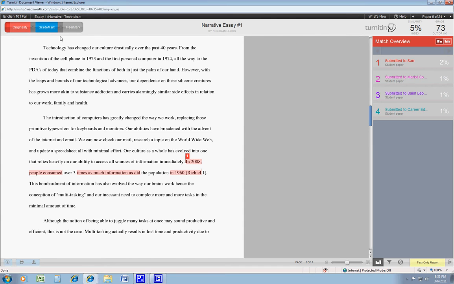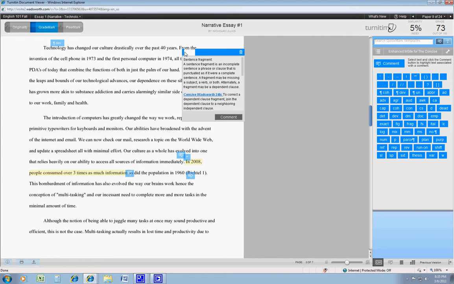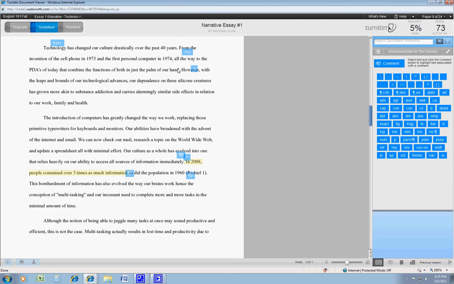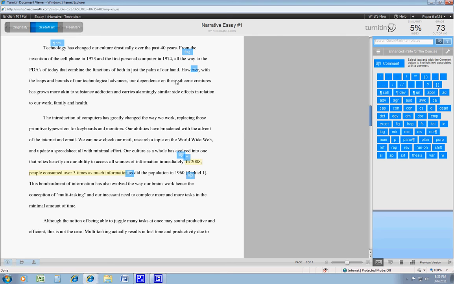When we go to the grade mark, you will see the blue tabs, and that tells you things that need to be improved. The paragraph is not developed. The second sentence is a fragment. It defines what a fragment is and where to go to the handbook to improve and find out more information. The third sentence here is wordy, so for a thesis statement it needs to be clearly stated and give the reader direction and where your paper is headed.